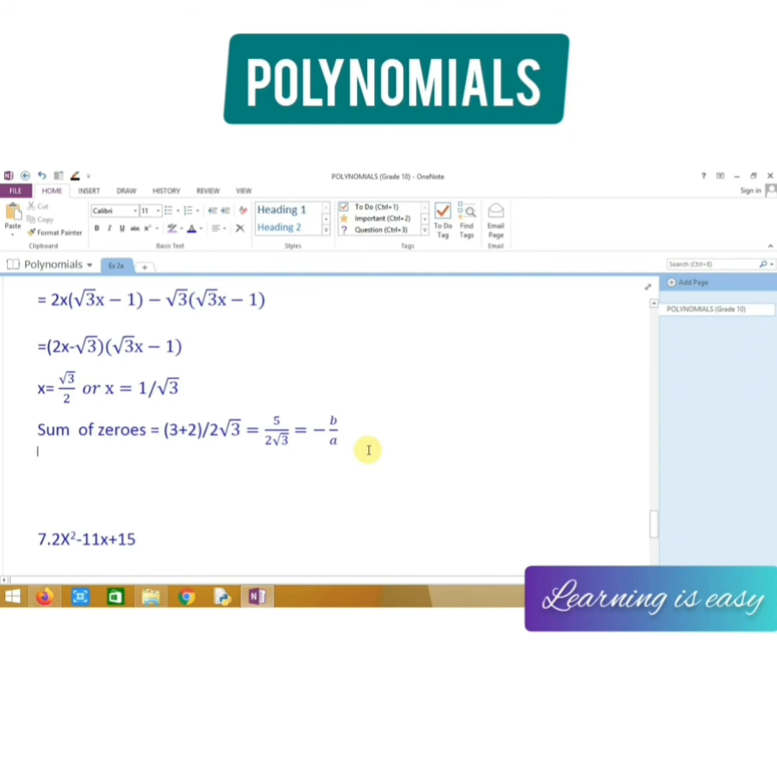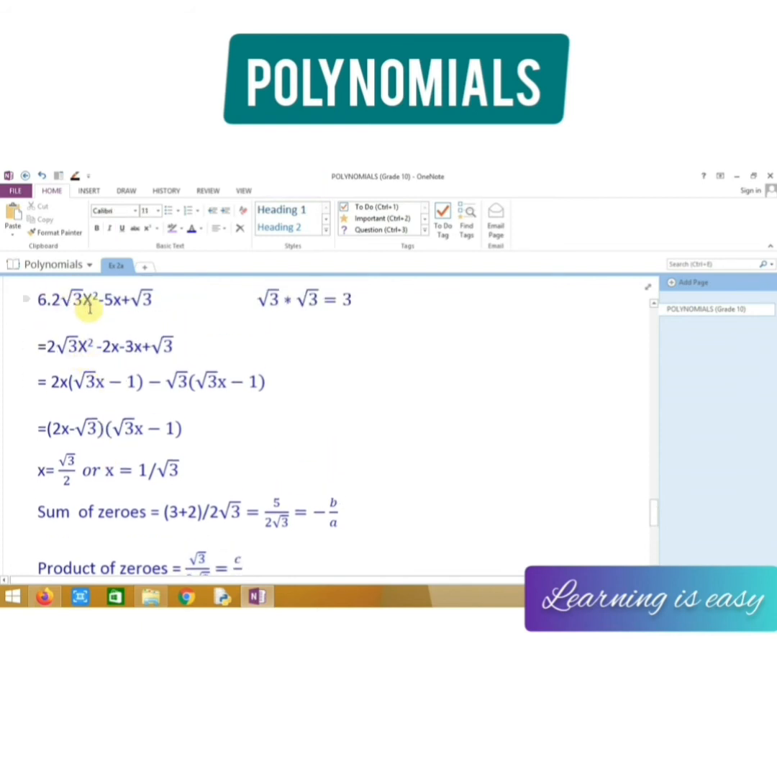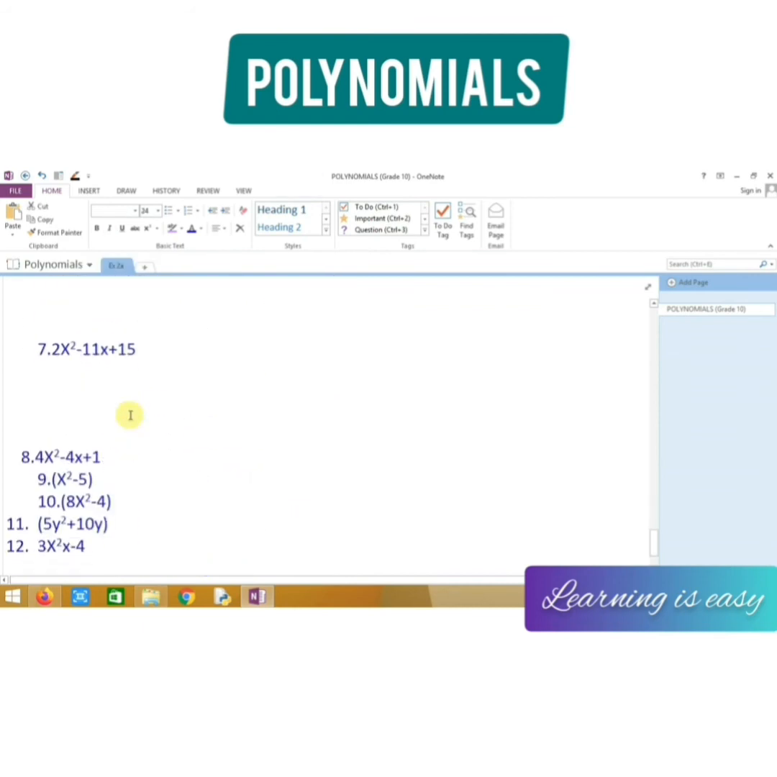Next we need to take the product of zeros. And product of zeros is we need to multiply both square root of 3 by 2 into 1 by square root of 3. So that's going to be square root of 3 by 2 square root of 3, which is of form c by a, which you can compare with the given polynomial. Value of c is already square root of 3 and value of a, that's coefficient of x square, is 2 square root of 3. Next is question 7, 2x square minus 11x plus 15.